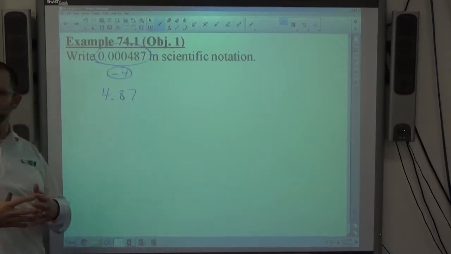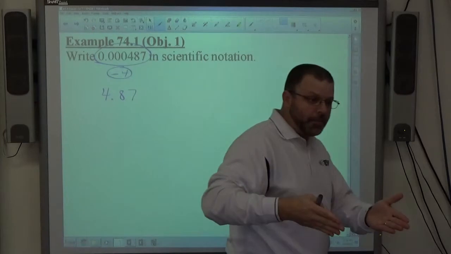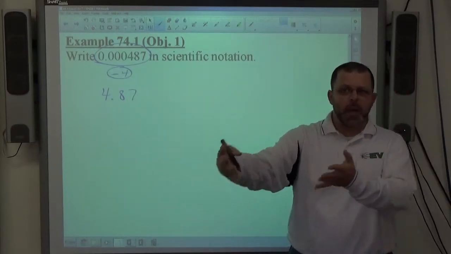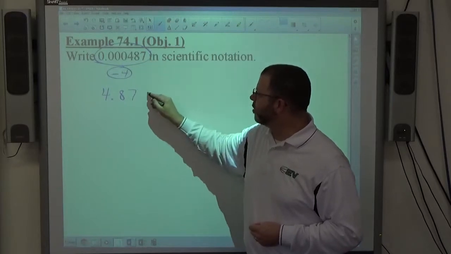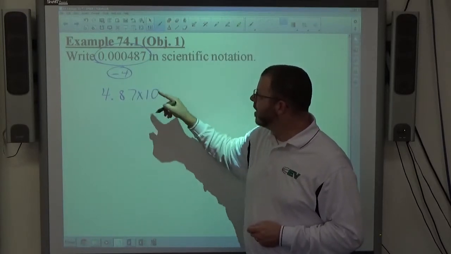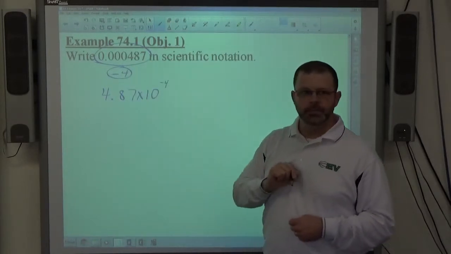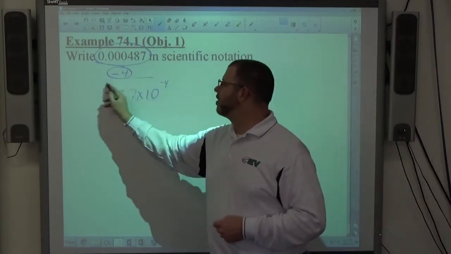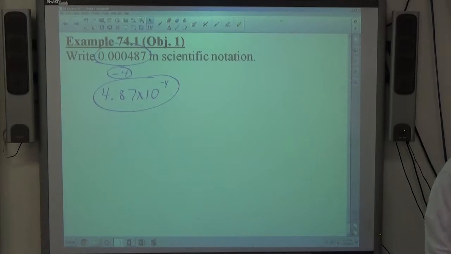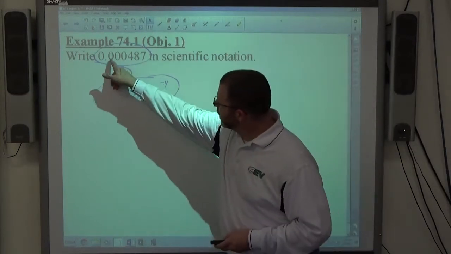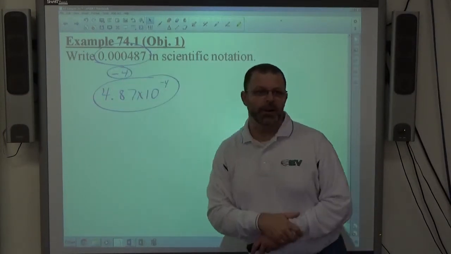So again, whatever you do to the A value, making it bigger, you have to do the opposite to the N value, making it smaller. And there is no N to begin with, so we're going to start off with N equals 0. 0 minus 4 is negative 4. 4.87 times 10 to the negative 4th power is the scientific notation version of 487 millionths. Is that believable? That's right, isn't it? Tenths, hundredths, thousandths, ten-thousandths, yeah, 487 millionths.